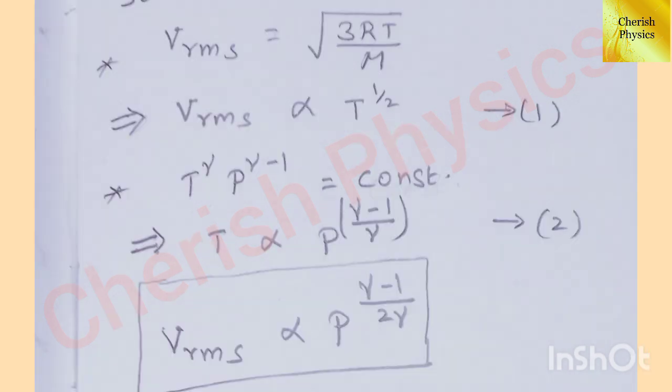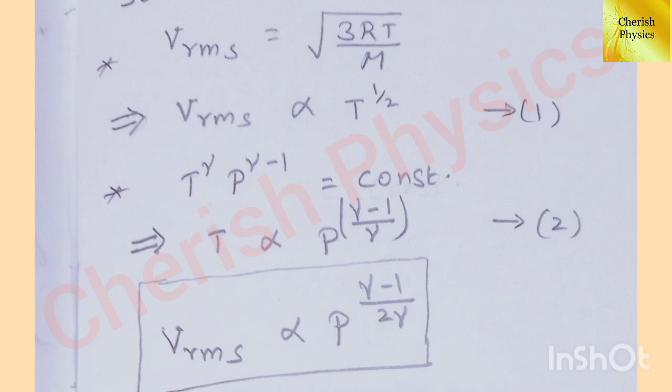From the root mean square speed formula, Vrms equal to square root of 3RT divided by m, which we can write as Vrms is proportional to T to the power half. The adiabatic process formula, T to the power gamma into P to the power 1 minus gamma equal to constant. This can be written as T is proportional to P to the power gamma minus 1 divided by gamma. By comparing equation 1 and 2, we get Vrms is proportional to P to the power gamma minus 1 divided by 2 gamma.